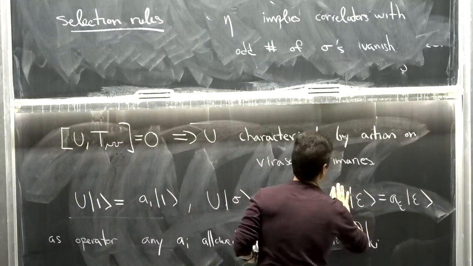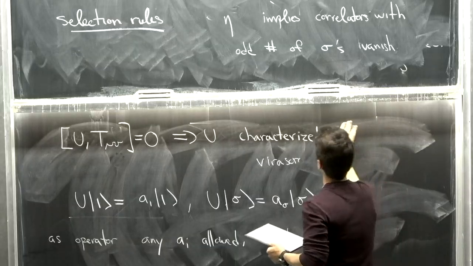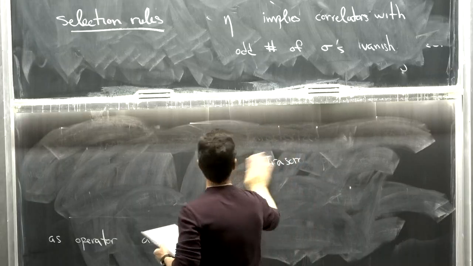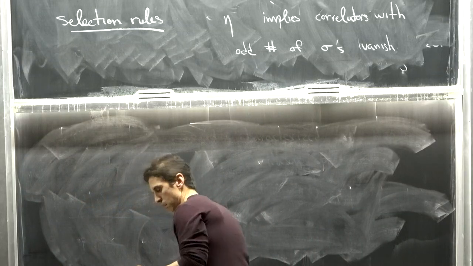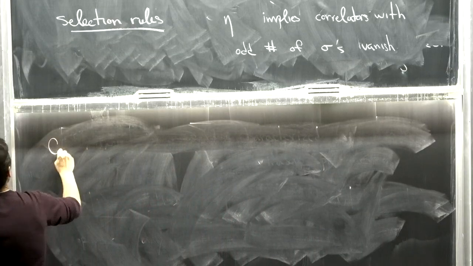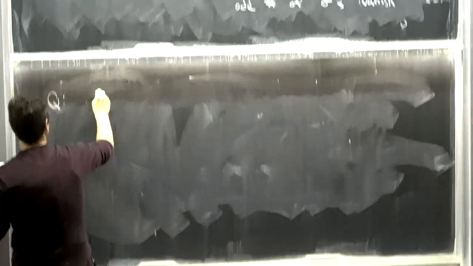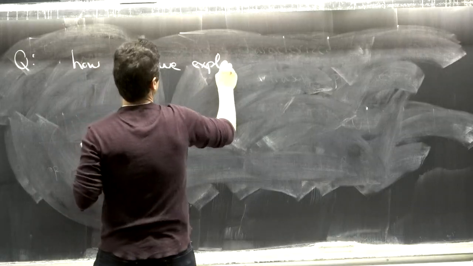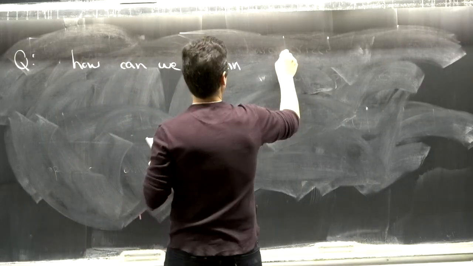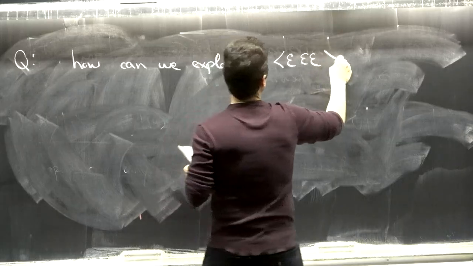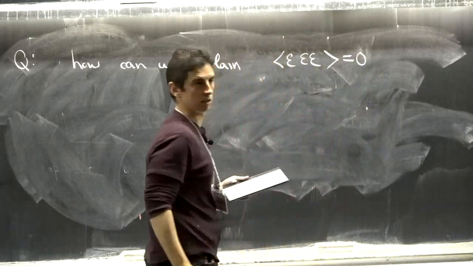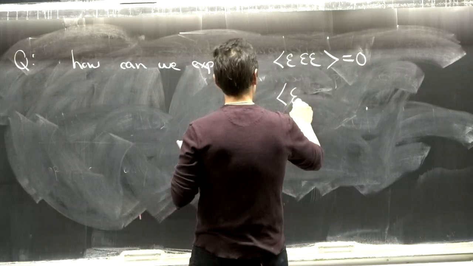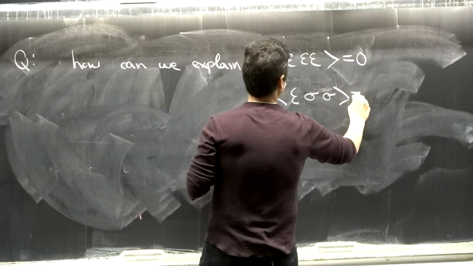To make that more shocking, let me show you a kind of puzzle that you could have read off from the cartoon of the OPE coefficients, the fusion rules that I showed. So the puzzle you might ask is, how can you understand the following? Epsilon, epsilon, epsilon is actually 0. But epsilon sigma sigma is not 0.